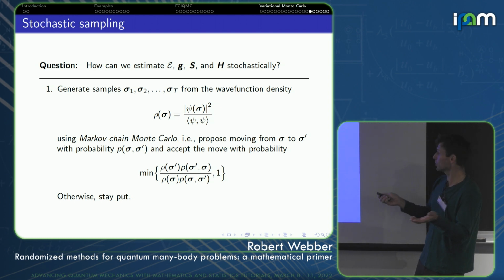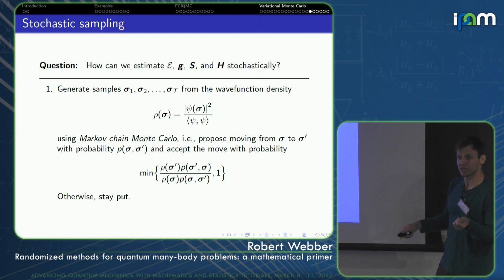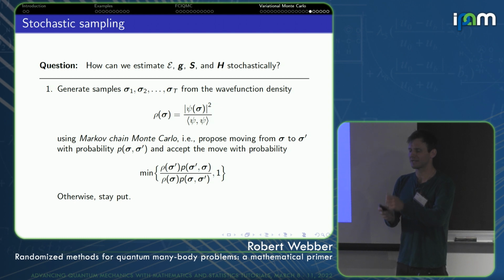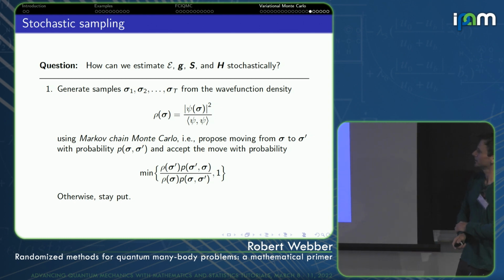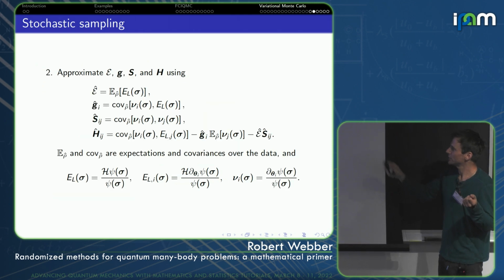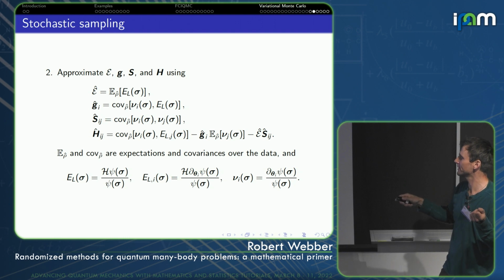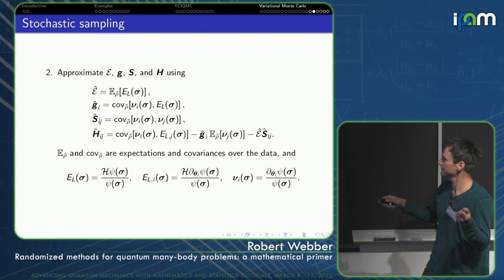So the way MCMC works is you propose a little move from sigma to sigma prime with probability p of sigma, sigma prime. You accept or reject. Here's your acceptance probability. If you accept, you move. Otherwise, you stay put. And if you do this long enough, you actually get samples that are drawn according to the wave function density. So MCMC is powerful, but perhaps slow. You get estimators, which are empirical averages and covariances over your data, and that's the sort of thing you would normally get from MCMC.